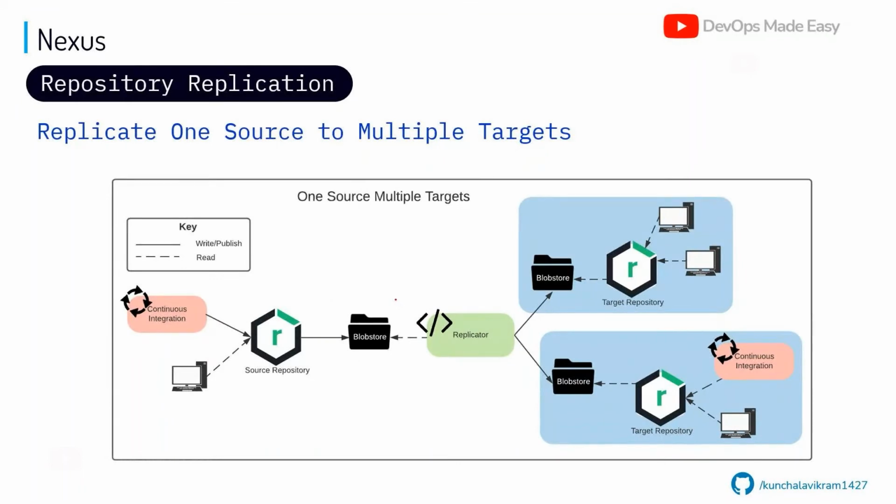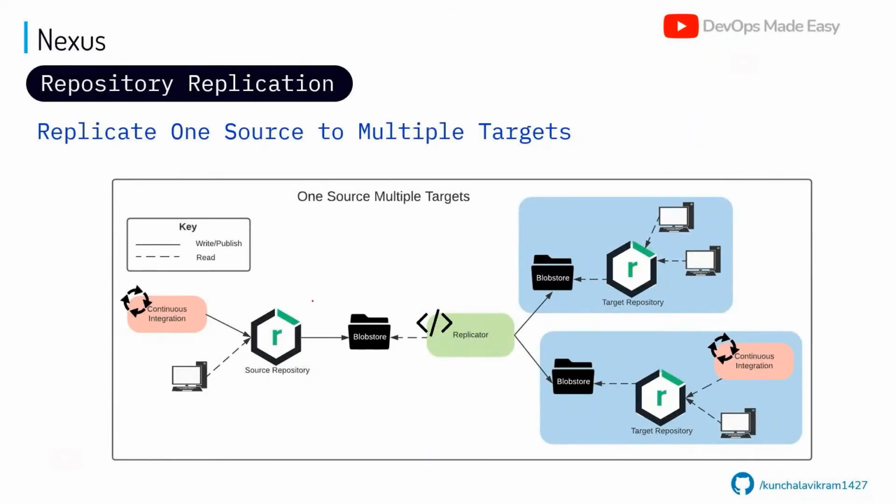So this is like replicating from one source to multiple targets. That means here there is one source repository. I've shown it in an opposite way. Actually, this is my source. People will try to upload here, but from a single source there are multiple target repositories.